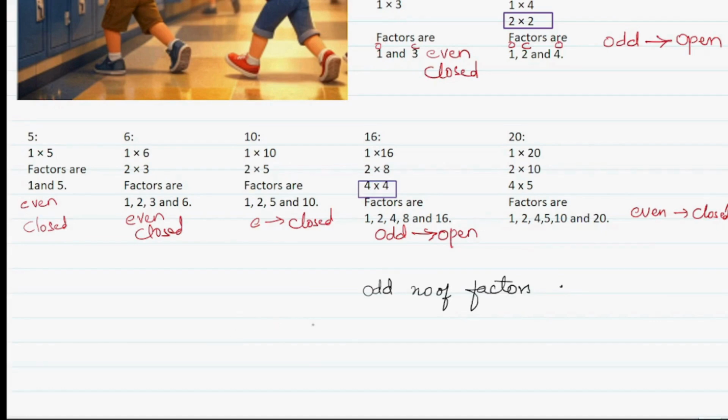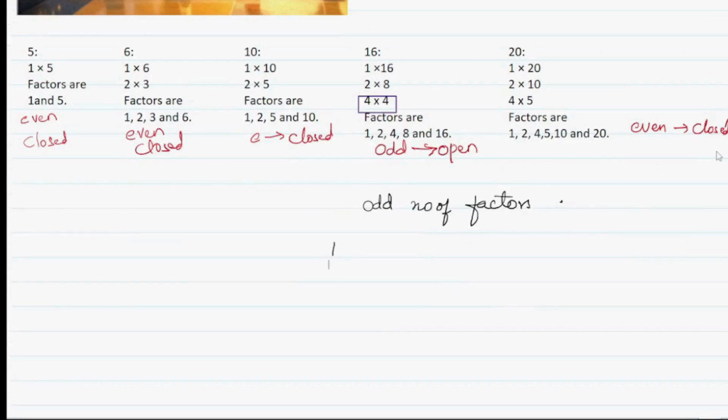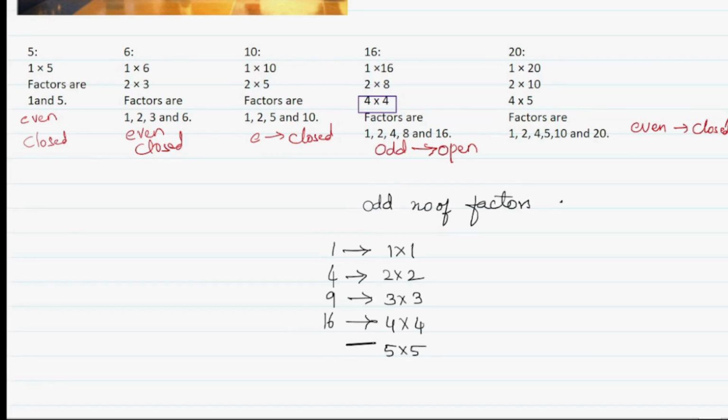So which numbers are multiplied by itself? 1 is having 1 into 1. And 2, no. 4, yes, 2 into 2. 9, yes, 3 into 3. The next one will be 4 into 4. Whose factors are 4 into 4? 16. Next is 5 into 5. Whose factors are 5 into 5? 25. Means which all will be open? Odd number of factors will be open.